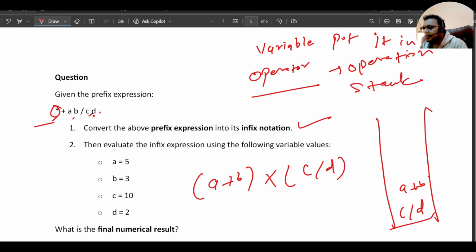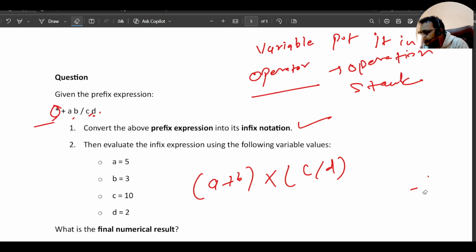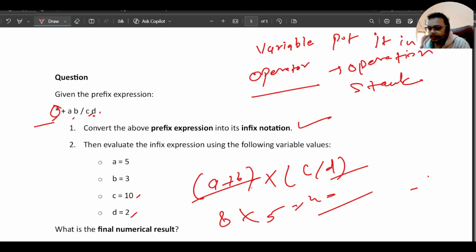Now we need to compute it using the variables. The values are already given: A equals 5, B equals 3. So it is 8 multiplied by C divided by D. C divided by D is 5. The final answer will be 40. Simple. This will be our final answer.